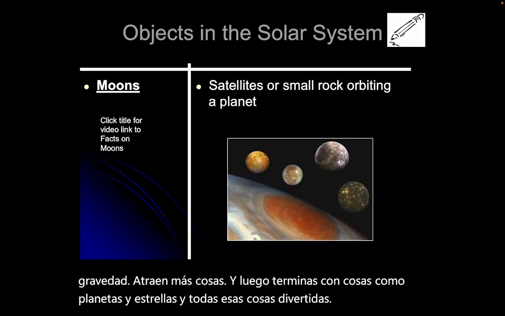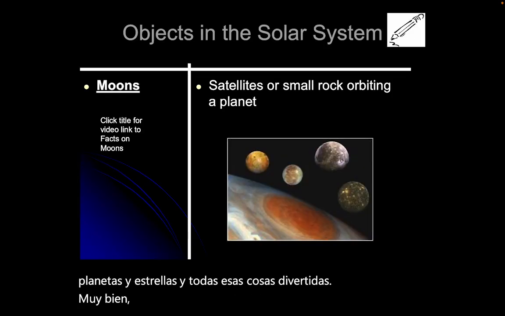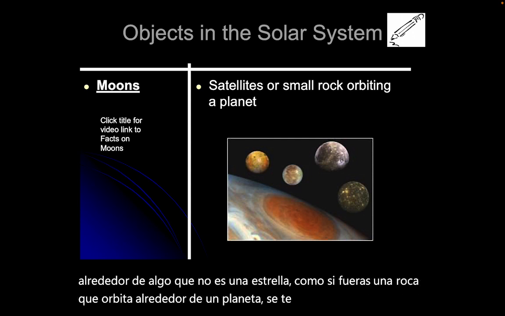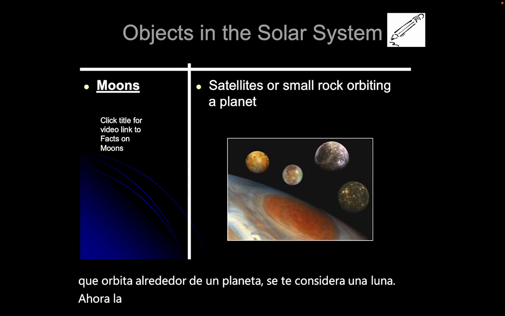Alright, so let's talk about actual objects. If you orbit around something that is not a star, like if you're a rock orbiting around a planet, you are considered a moon. Now, moon is a general term. Saturn has a bunch of moons, Jupiter has a bunch of moons.